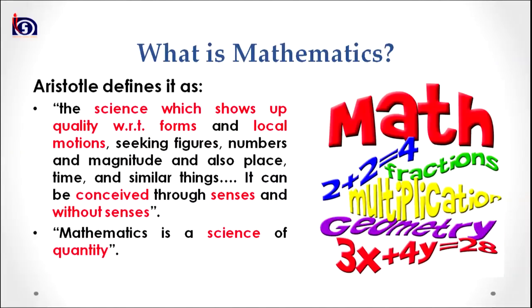Aristotle defines mathematics as the science which shows quality with respect to forms and local motions, seeking figures, numbers and magnitude, and also place, time and similar things. It can be conceived through senses and without senses. Mathematics is a science which can be understood and experienced through the senses and without using the senses, that is, through logic and reasoning. Aristotle also further defines mathematics as a science of quantity.